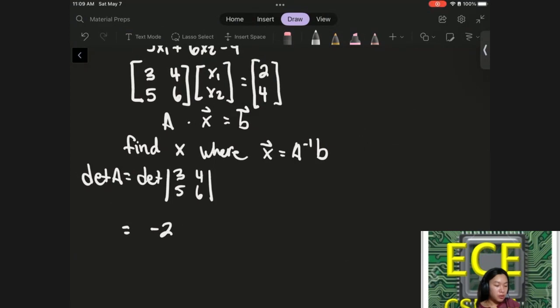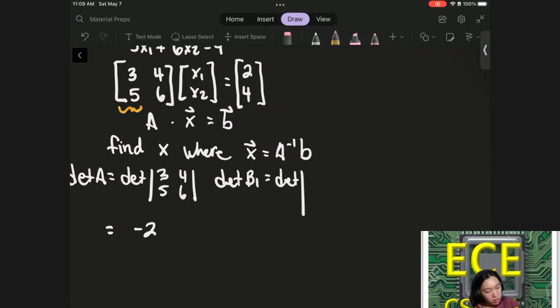Now we're going to replace the first column with B. So we'll have the determinant of B1 equals the determinant of the matrix where B is 2 and 4. I replaced it in the first column, and the rest of the matrix stays the same. What's that determinant? This equals -4.